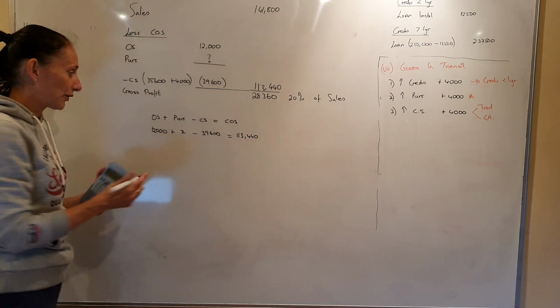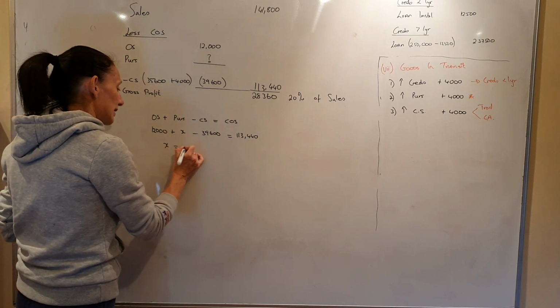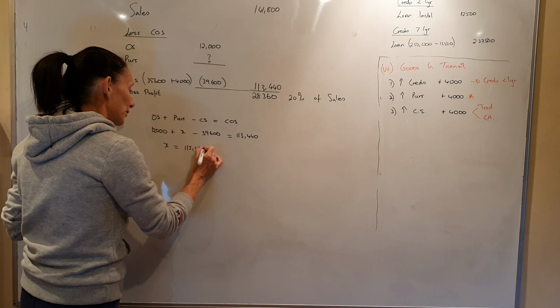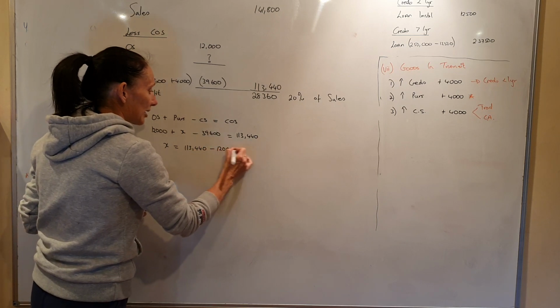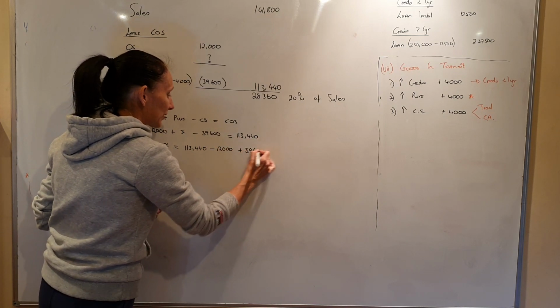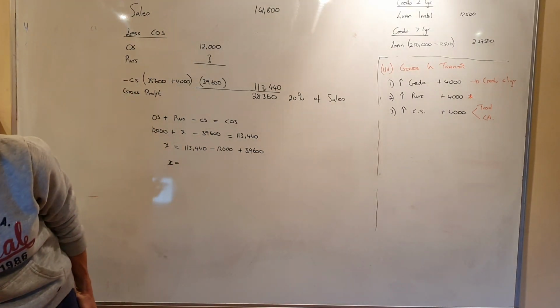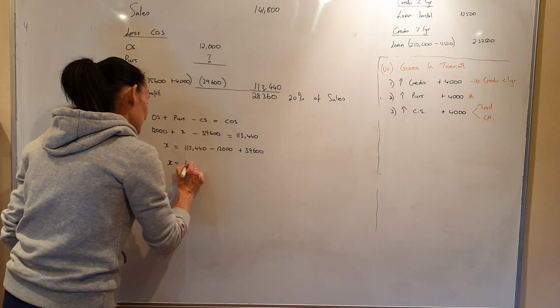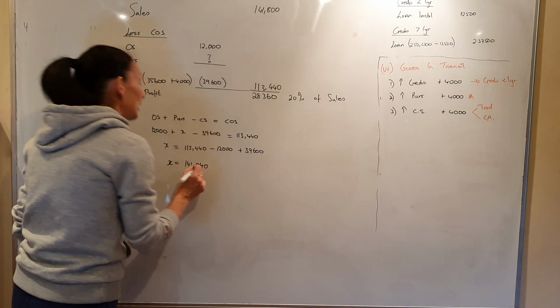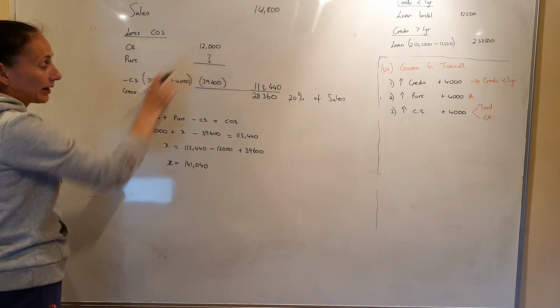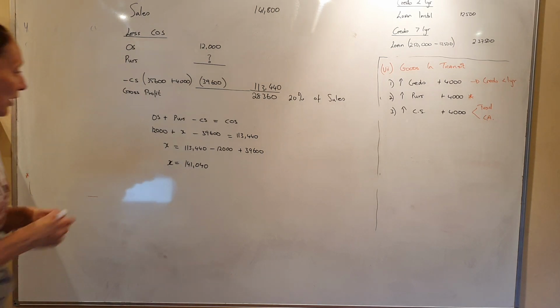So again, it's just moving your figures around. So X is equal to 113,440 minus 12,000 plus 39,600. So your purchases then is 141,040. Now you have to then fill that in, okay? So up here you go, your purchases.